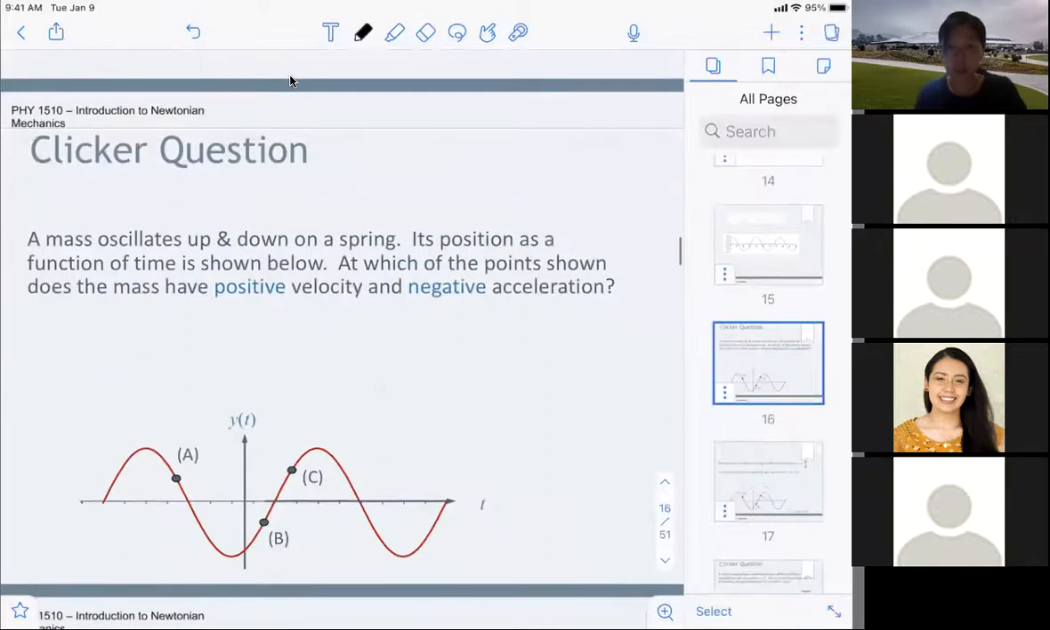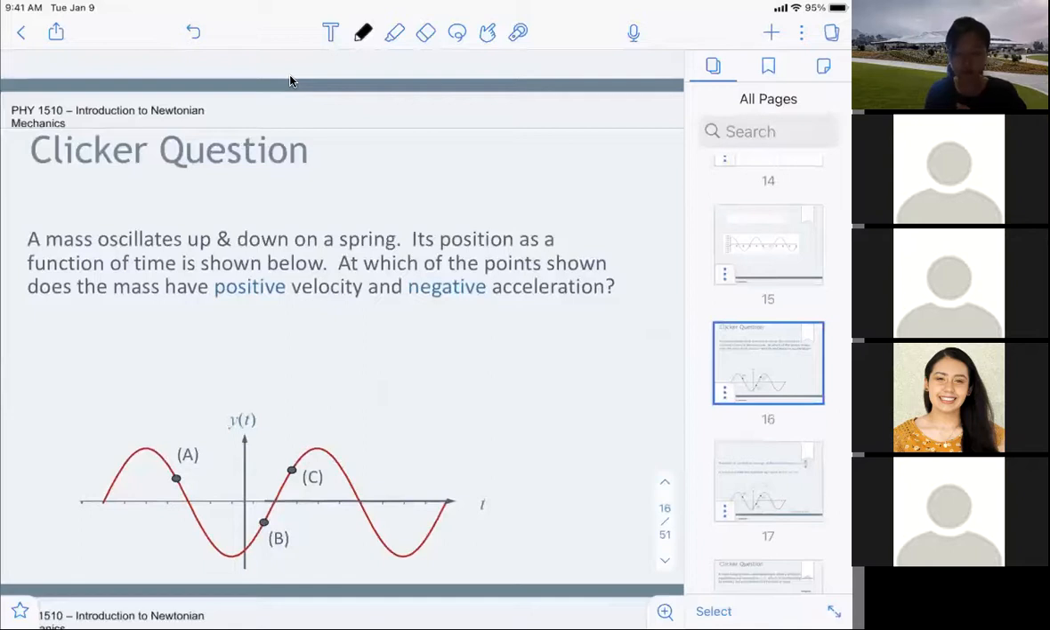All right, now let's look at some more questions, and these you will answer. So the first one we're looking at, we have a mass that's oscillating on a spring, and they tell us the position as a function of time is a sinusoidal function shown here. We're trying to figure out the signs of the velocities and the signs of the acceleration.